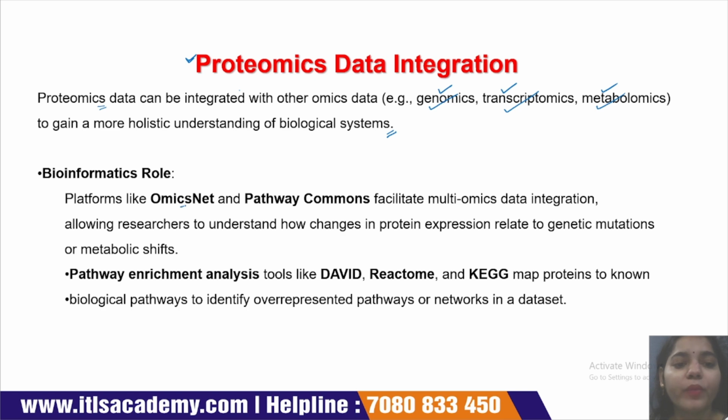Pathway tools like OmicsNet and Pathway Commons facilitate multi-omics data integration. These allow the researcher to understand how changes in protein expression relate to genetic mutation and metabolic shift. Pathway enrichment analysis tools like DAVID, Reactome, and KEGG map the proteins to known biological pathways to identify over-represented pathways or networks in a data set.